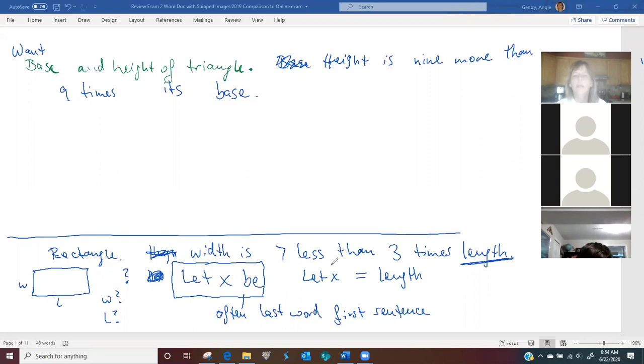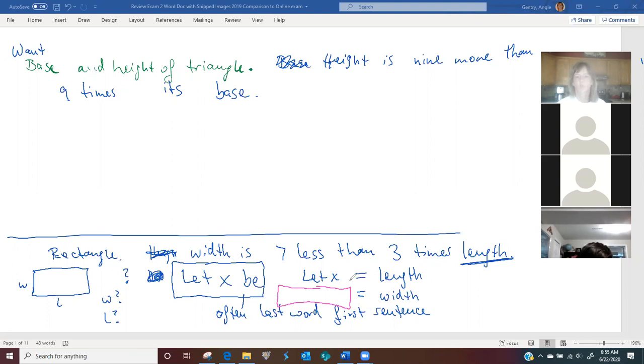Let x be the length. And then you say, what else do you need? And you keep this left side blank. People want to immediately put something here. What you really need to do is just say, let x be the length. What else do you need? The width, in this case, of my rectangle. And then you need to find this right here. This is what you're looking for.